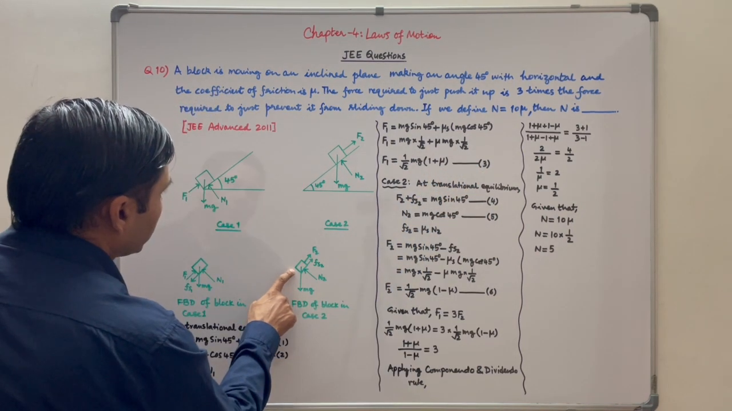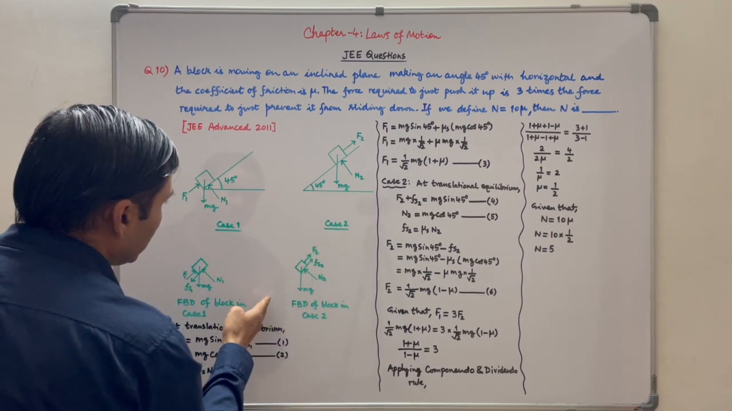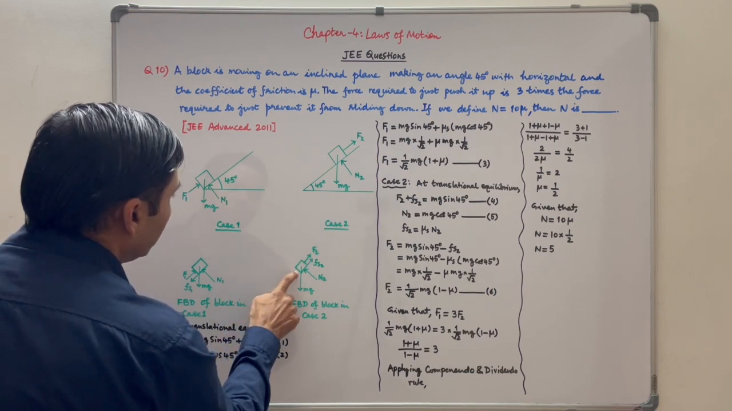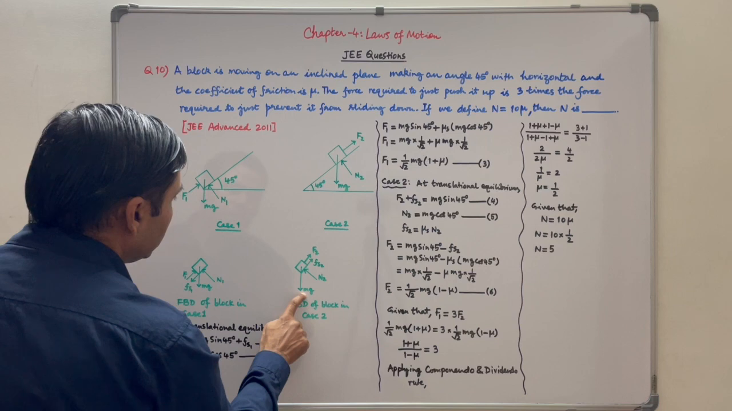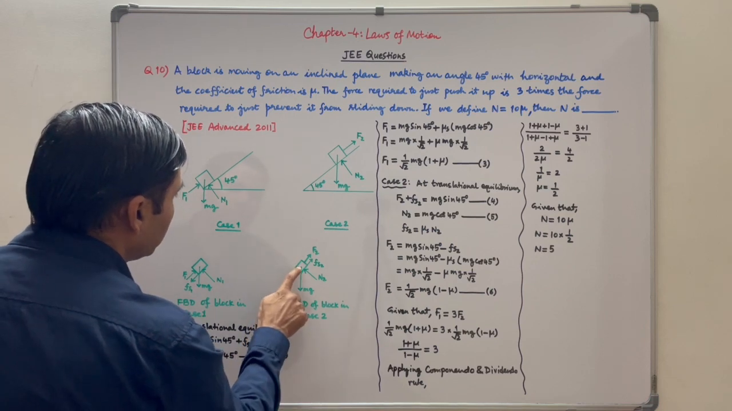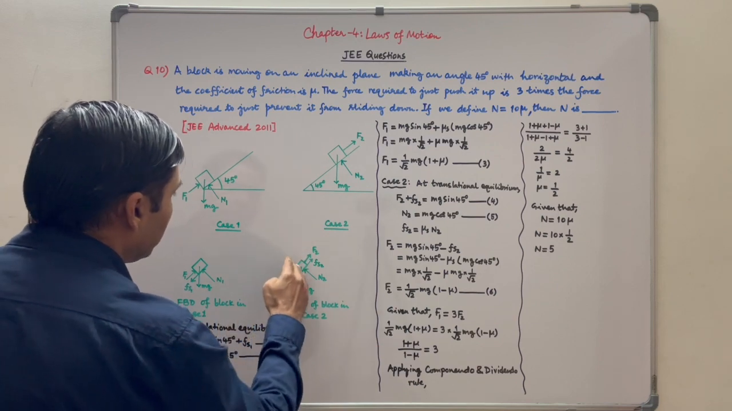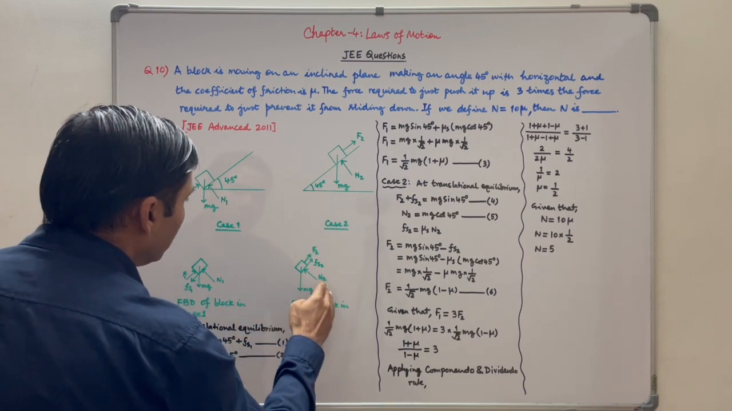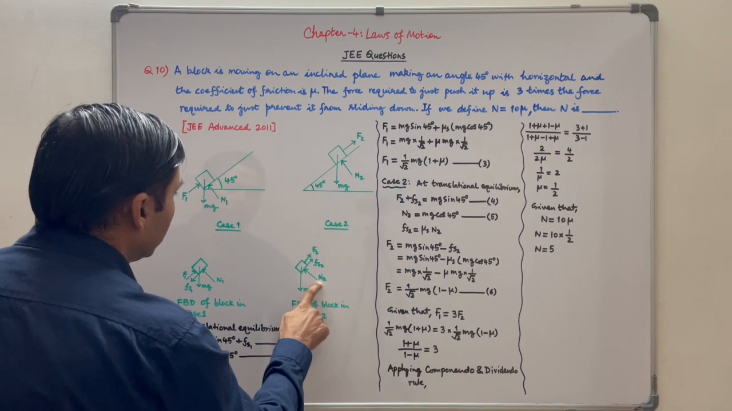This is FBD of the block in case 2. Force F2 is applied on the block to prevent it from sliding down. Since the block has tendency to slide down, so friction force on it will work up the plane. It is represented by Fs2. Weight of the block is mg, that works vertically downwards at its geometrical center. We will resolve it into two components, one along the plane, another perpendicular to the plane. Along the plane component will be mg sine 45, and perpendicular to the plane component will be mg cos 45. N2 is normal reaction applied by the plane, which will work perpendicular to the plane.